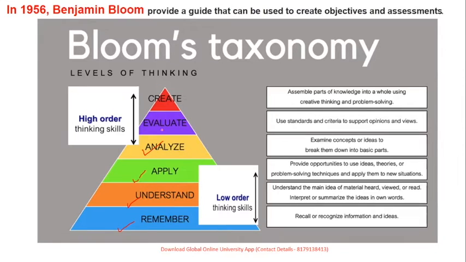So if I talk about the lower orders of thinking skills, it includes remembering, understanding, and applying. If I talk about higher order thinking skills, it talks about analyzing, evaluating, and creating. So if we go one by one, remembering, the lowest order, talks about recalling or recognizing. Understanding covers the main idea, the views, or summarizing. Applying is basically providing ideas, theories, and problem solving techniques.